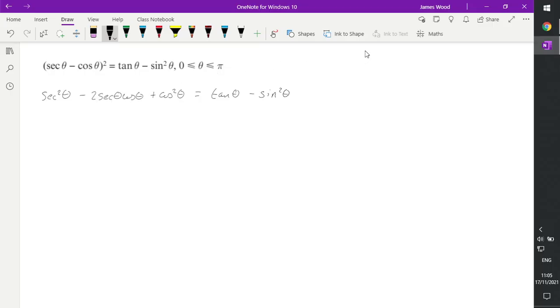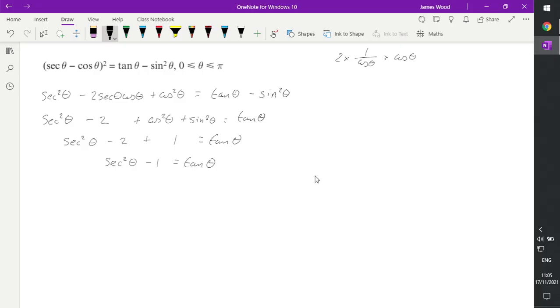Well, sec theta is 1 over cos theta. So we've got 2 times 1 over cos theta times cos theta. Well, that's just going to give me 2, because I've got cos theta divided by cos theta, which is 1. So let's put some of these things in. So this here is just going to become minus 2 plus cos squared theta. And I'm also going to move this sine squared to the left-hand side by adding it to both sides. So now I've got sec squared theta minus 2 plus 1 is what this thing here becomes. So now I'm left with sec squared theta minus 1 in total equals tan theta.